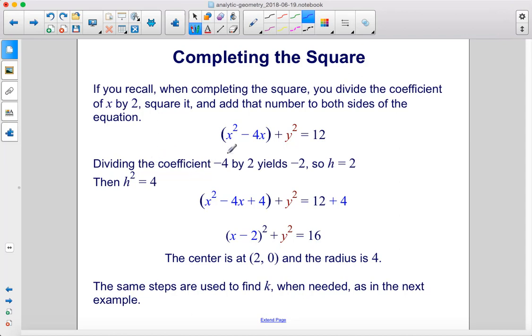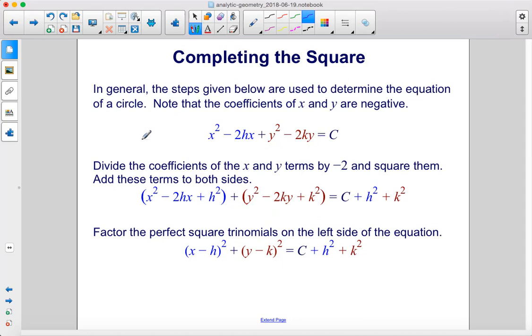So dividing the coefficient, negative 4, by 2 yields negative 2. So h equals 2. Then h squared equals 4. So we have x squared minus 4x plus 4, and then we add 4 to the other side as well. So this can be simplified to (x minus 2) squared, and 12 plus 4 becomes 16. The center is at (2, 0), and the radius is 4, because this is r squared, so the square root of 16 is 4. The same steps are used to find k when needed, as in the next example.